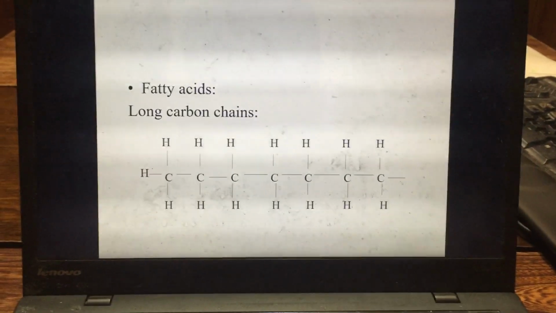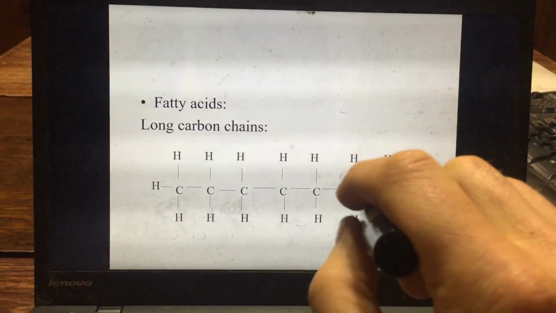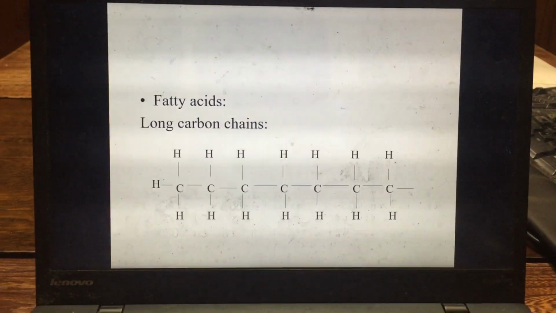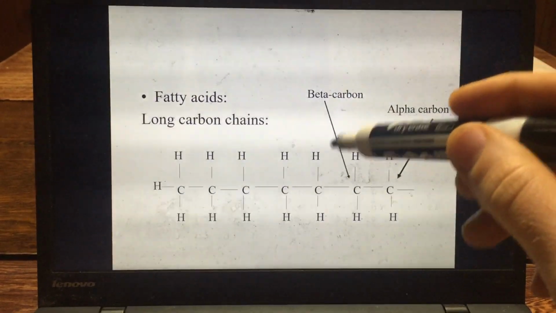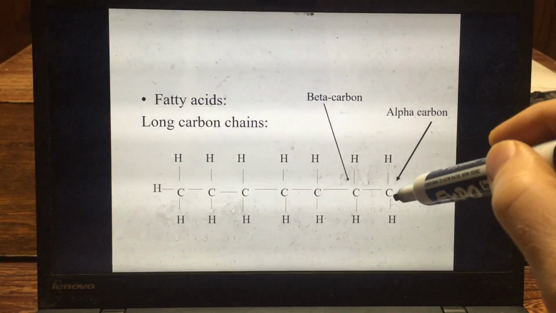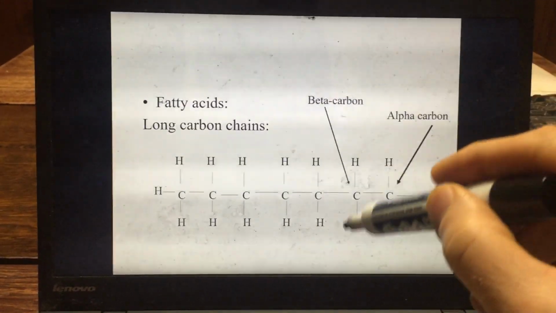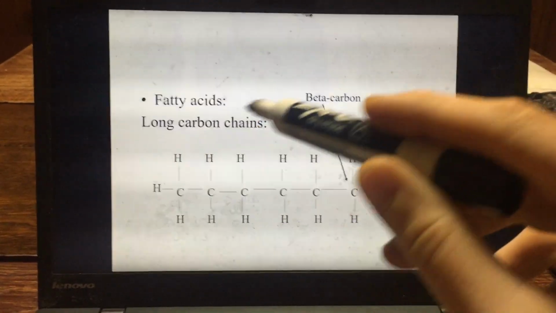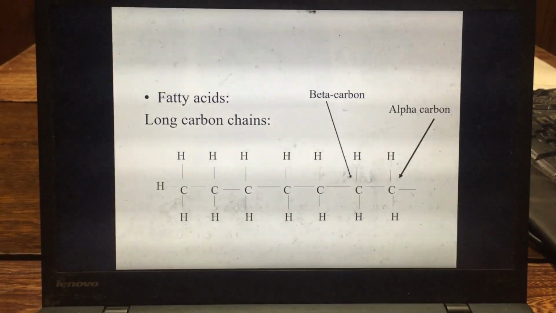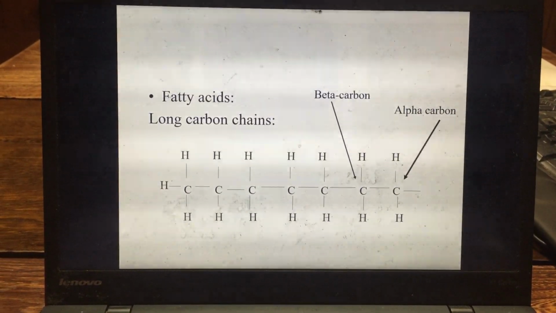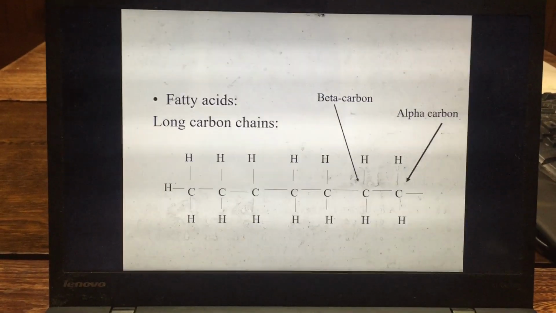So this is just to review beta oxidation. You have these long carbon chains that are part of a fatty acid. And as I mentioned, it's called beta oxidation because the first carbon in the chain is called the alpha carbon. The second is your beta carbon, and you're chopping the carbon chain down two at a time. So each time you go through beta oxidation, you're chopping off two carbons. So it's always the beta carbon that's chopped off, the second carbon in that chain.